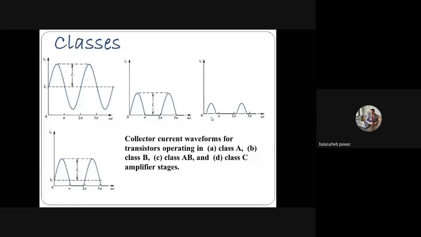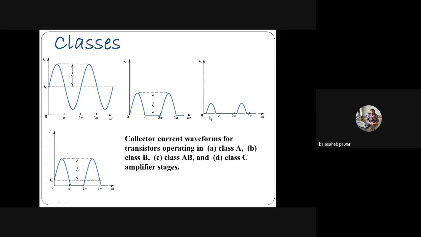Is it? That means the conduction of the transistor is less than 180 degrees. In the second case, it was perfectly 180 degrees. In the first case, it was 360 degrees. But in the third case, that means for this class of amplifier, that is class C, the conduction angle of the transistor is less than 180 degrees. Right? Then switch to the last one.